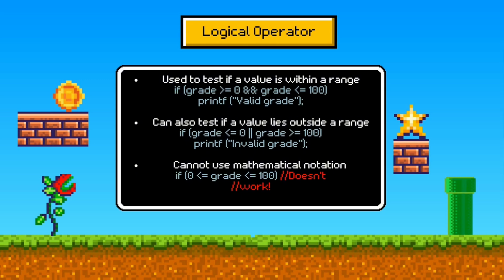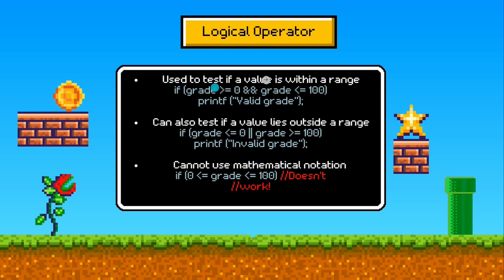Logical operators are used to combine multiple conditions or to reverse the logic of a condition. They are commonly used in if, while, and for statements to control the flow of the program. The main logical operators in C programs are AND, OR, and NOT. In this example I will show you an example about AND.